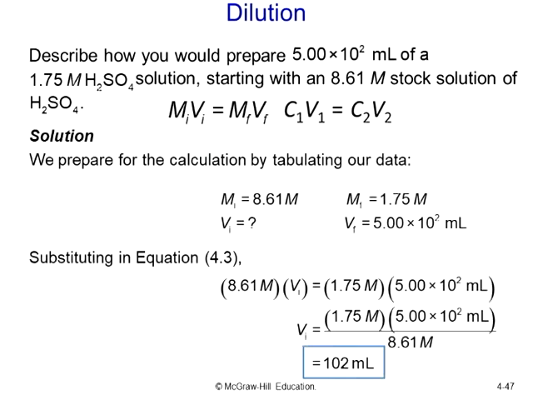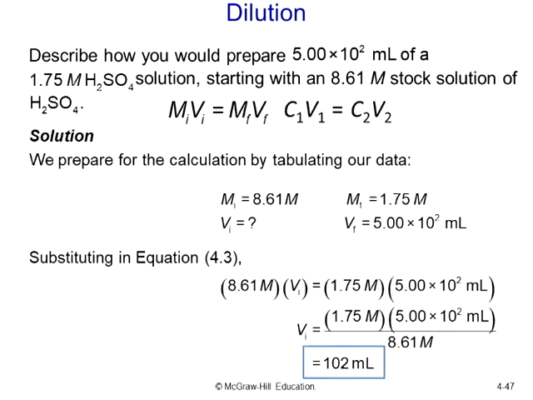Let's work a problem. Describe how you prepare 5.00 times 10 to the 2 mL of a 1.75 molar sulfuric acid solution, starting with an 8.6 molar stock solution of it. So we show you the two formulas here. Use either one. They're exactly the same. This could be an x1, y1 equals x2, y2 problem. If you're familiar with the math, you get it. It is that straightforward. The key here is simply check off everything that you have, and whatever you don't have in this question will be what you're looking for.